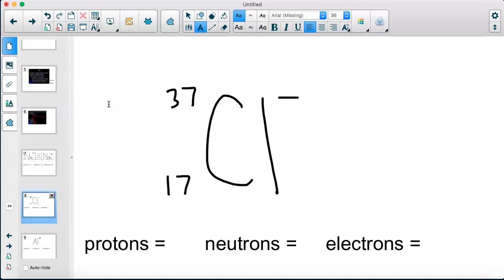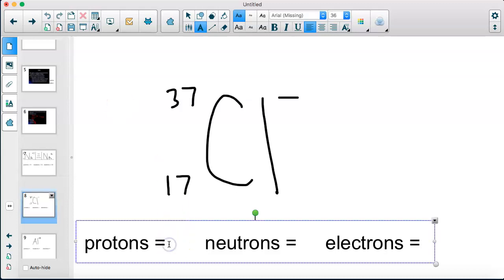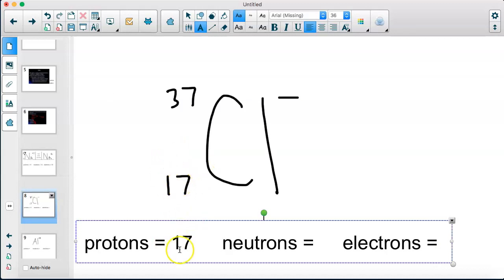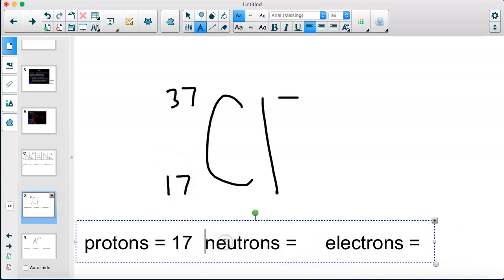Okay. The easiest one here is the number of protons. 17, right? The atomic number always equals the number of protons. And the number of neutrons, well, that's pretty easy too. That's just the mass number minus the number of protons.